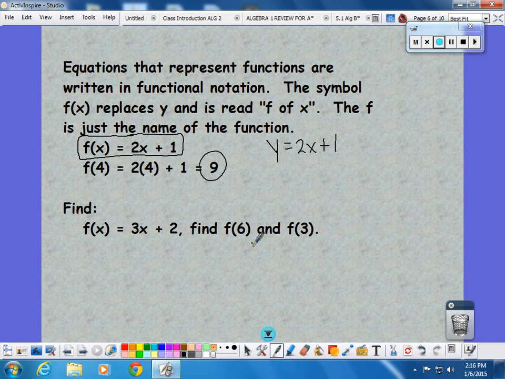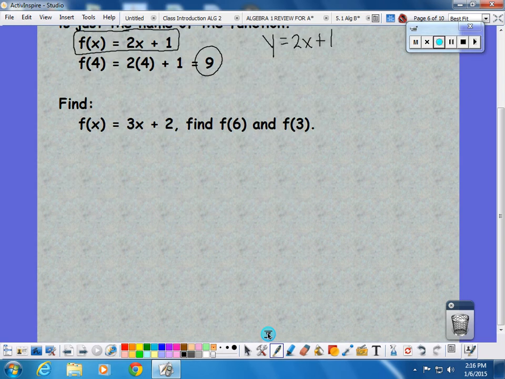All right, so if this is my function, if f of x equals 3x plus 2, let's work together and do f of 6, and then somebody will do f of 3 for $1, okay? So we're gonna do this one together. All right, f of x is 3x plus 2. Together, let's find f of 6.